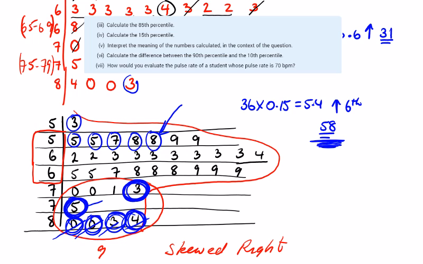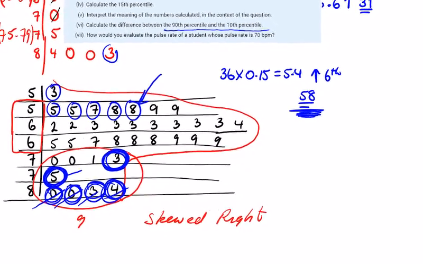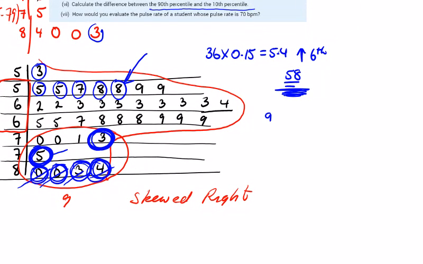And part 5, the difference between the 90th and the 10th percentile. Okay, let's look at that. Just got to continue this same maths. The 90th and the 10th: 0.9 by 36, 0.1 by 36. That's going to give me 3.6, or the 4th. And 90% of 36 is 36 take away 3.6, which is 32.4.